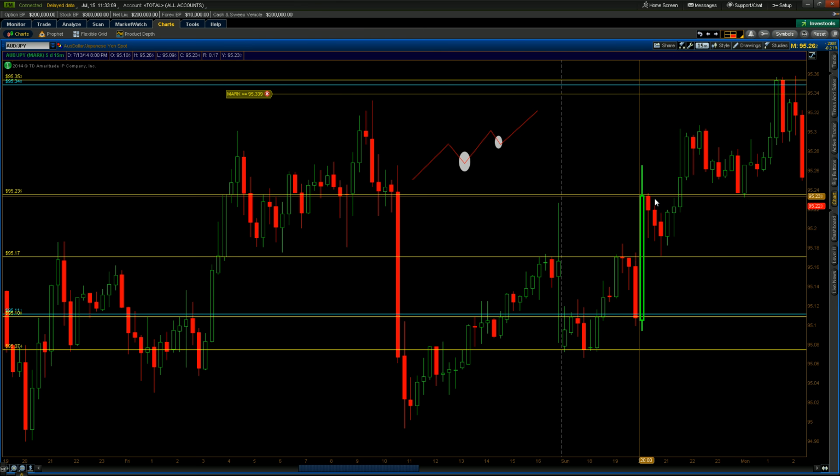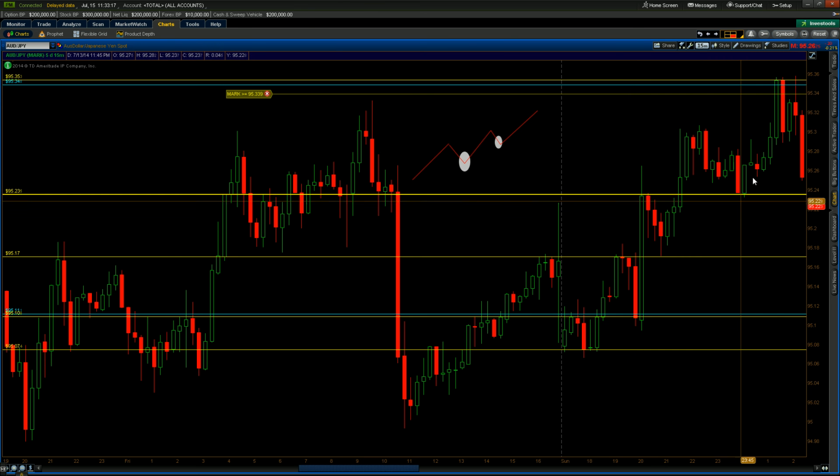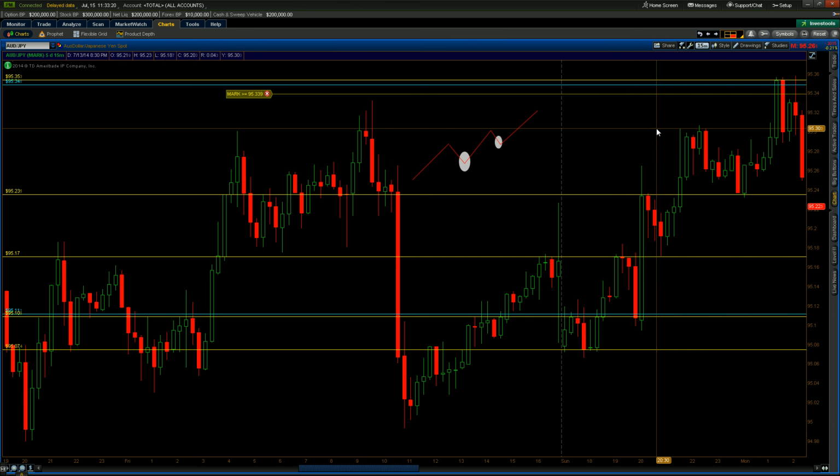Remember, you didn't get rid of these lines because it didn't break this line yet. It didn't break this line, or else I would have gotten rid of it. This was a solid point of resistance and new support, and it bounced off. So you keep this line, but once it breaks that line, I get rid of the line, and I wait to see what happens with the market.